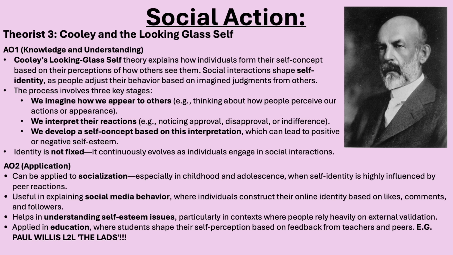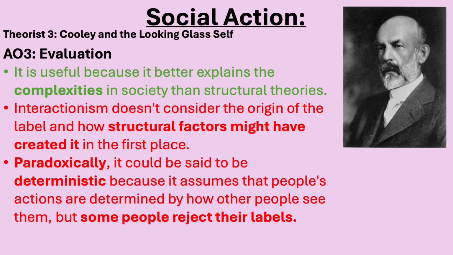For example, Paul Willis's Learning to Labour, the lads, they formed their identity about anti-school subcultures based on their alternative forms of status to receive from the teachers when they acknowledged their bad behaviour, and consequently they were punished for that. But they enjoyed that, so then they built their identities being mischievous and deviant. Then we have the strengths and weaknesses again.